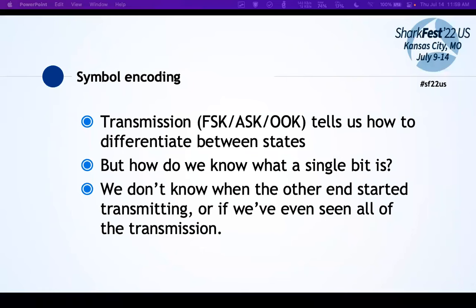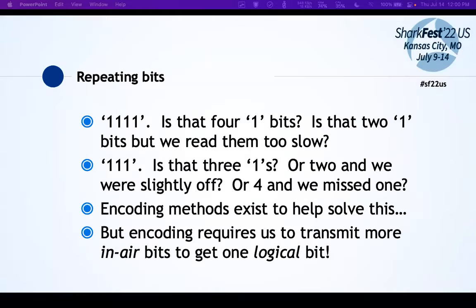We don't know if we saw the beginning of the bit being transmitted. We don't know if we've seen the entire transmission. We don't have any sort of synchronization with the transmitter. So say we get a signal that comes out as 1111. Well, is that 4 ones? Is that 2 ones and we were sampling too slow and stretched them out to think that they're 4? Say we get 3 ones. Is that 3 ones? Is it 2 and we started reading too quickly? Is it 4 and we missed part of the transmission?